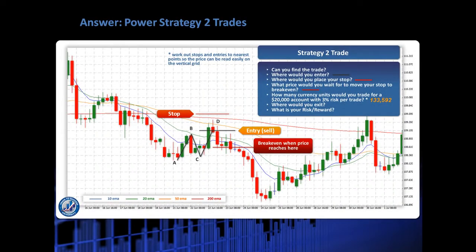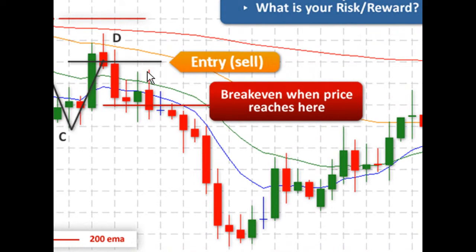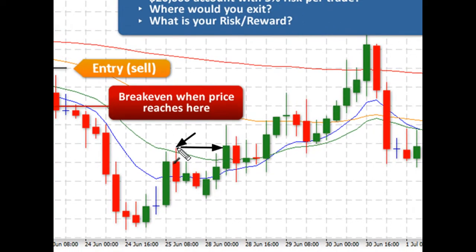Where would you exit? Well, for exiting strategy 2 trades, we want to be looking at each pivot high that forms after the break even. So we do have this pivot high here, so the stop will move down to this pivot high. The next pivot high we have is this one here. And then price just goes up without creating a lower pivot high, and we get stopped out when price breaks through our stop price, which is above this pivot high. So we get stopped out at this price here, and that's where we buy back for a profit.